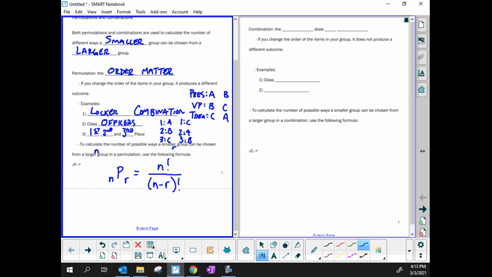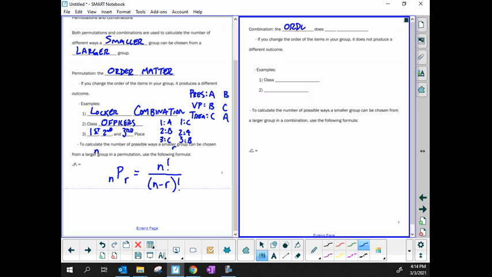So again, a combination is similar, but the big difference is that in a combination, the order does not matter. If you change the order of the things in your smaller group, it is not a different outcome. Okay? So some examples. Well, a permutation was like class officers, like a president, a vice president, a treasurer. A combination would be like a class committee.